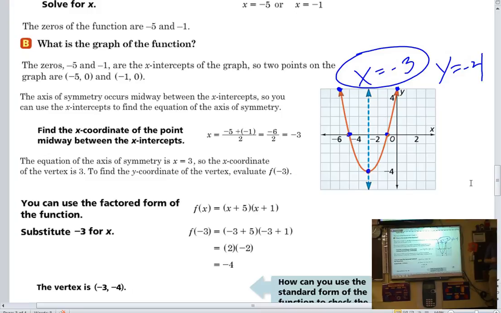Any preguntas? That is questions in Spanish.